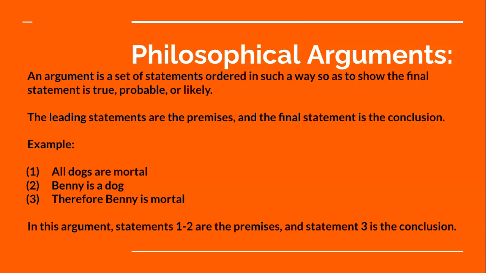An argument is a set of statements ordered in such a way so as to show the final statement is true, probable, or likely. The leading statements we call the premises, and the final statement we call the conclusion. Here's an example. Premise 1, all dogs are mortal. Premise 2, Benny is a dog. 3, the conclusion, therefore Benny is mortal. So statements 1 and 2 are the premises, and statement 3 is the conclusion.